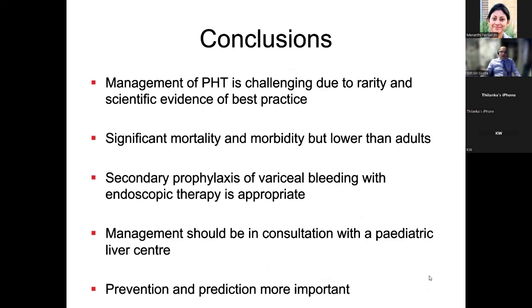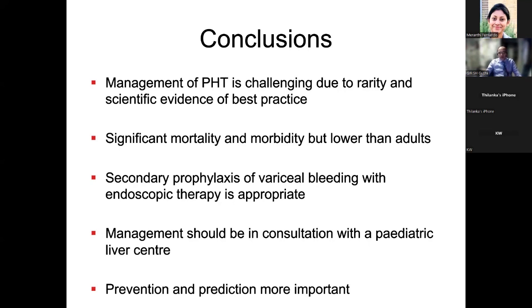So to conclude, the management of portal hypertension is challenging because of the rarity and the lack of scientific evidence of best practice. There's significant morbidity and mortality, but it is lower than in adults. Secondary prophylaxis is appropriate, but now with the use of non-selective beta blockers, we may have to adapt to using them more frequently. But I would again stress that management should be in consultation with a pediatric liver center and with a pediatric gastroenterologist or hepatologist who is experienced in managing portal hypertension.